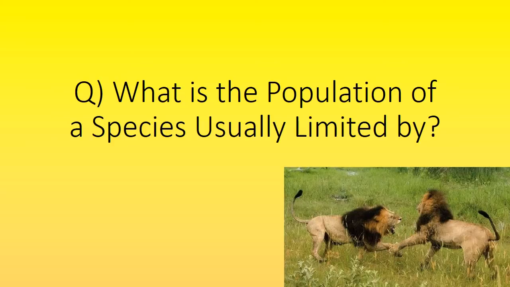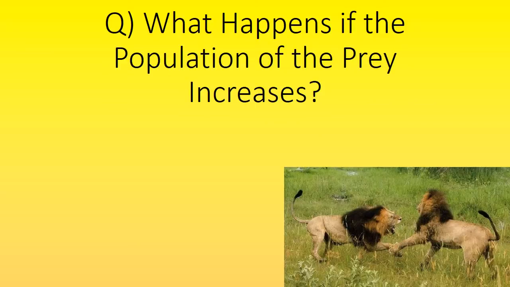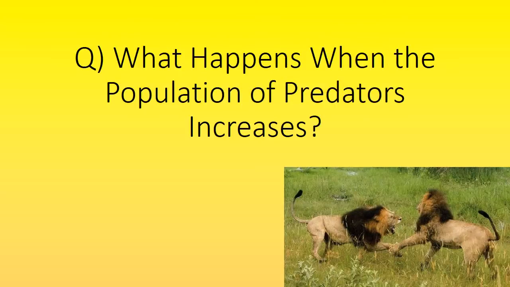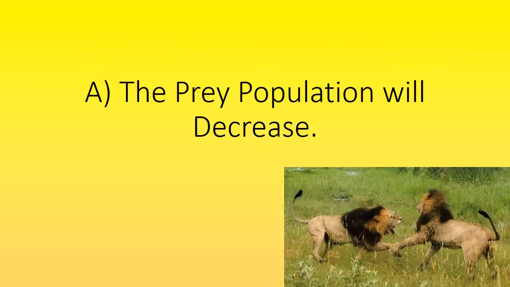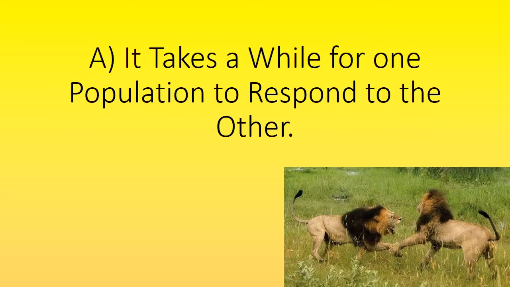What is the population of a species usually limited by? The amount of food available. What happens if the population of a prey increases? The predator's population increases. What happens when the population of predators increases? The prey population will decrease. Why are predator-prey cycles often out of phase? It takes a while for one population to respond to the other.